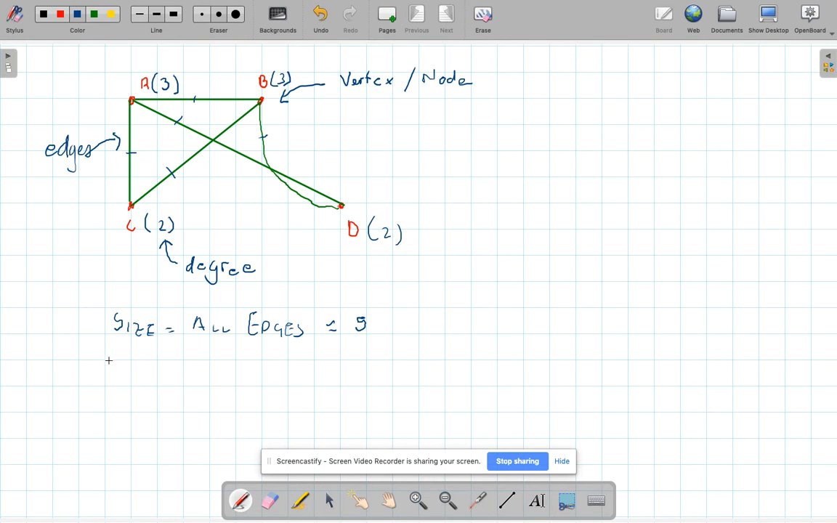So the size is the total degrees divided by 2. And the second thing we have is the order, which is to count up all the vertices. So the order of the graph is just go around and count up all the vertices. I've got A, B, C, D, so I've got 4 vertices. So this is just basically the very first few pieces of terminology with graph theory.